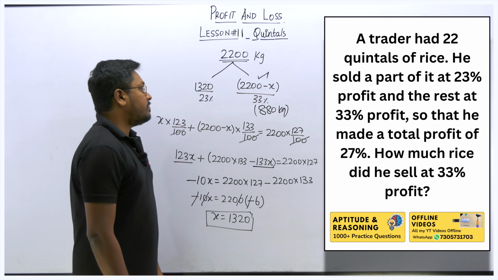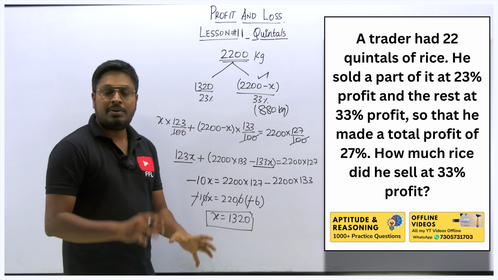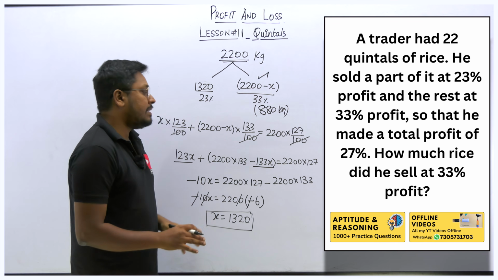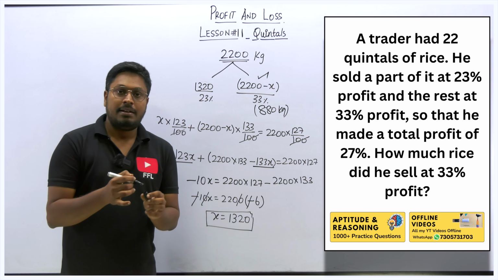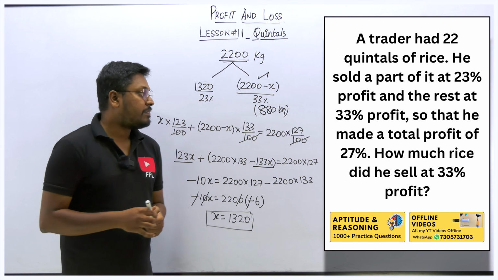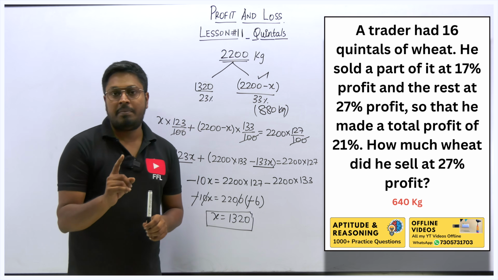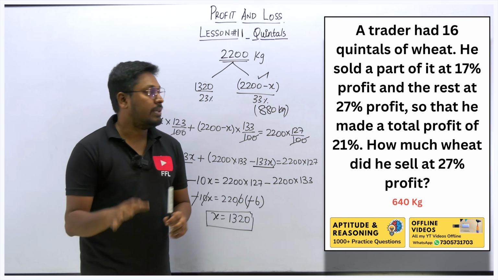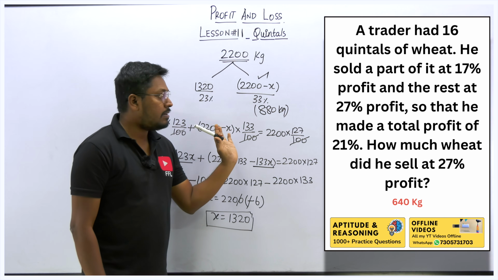So 880 kg of rice has been sold at a profit of 33%. In the previous question they asked for this value, and in this question they are asking for this value. So after finding the answer, just confirm what exactly the question is asking, and then mark the options in the exams. Friends, that's it. I will give you one homework question based on quintals itself. Check whether you are getting the answer or not. I hope everyone will get that answer correctly.